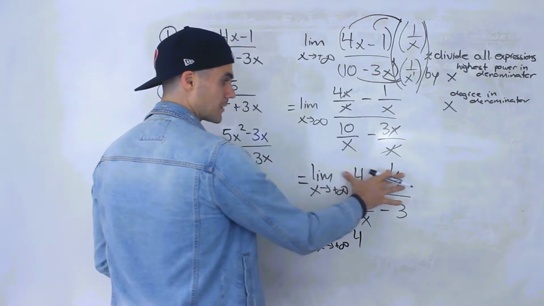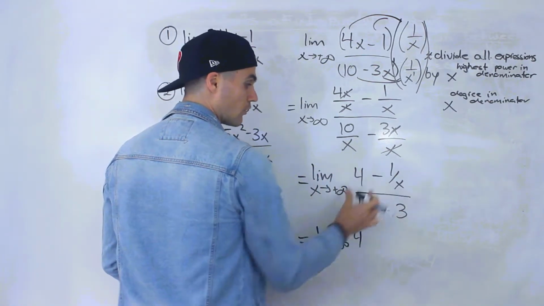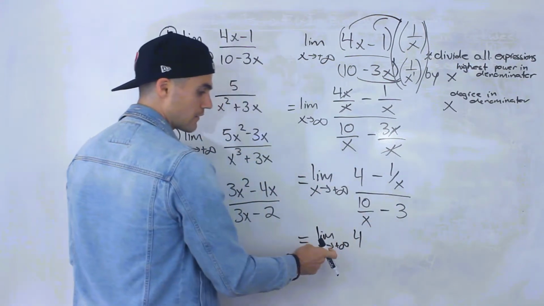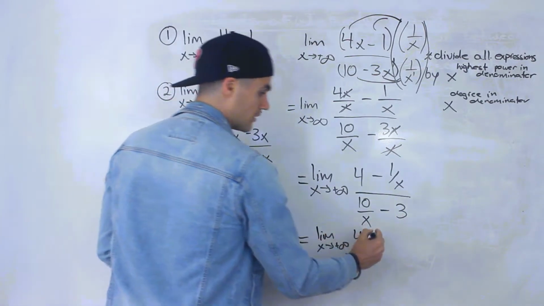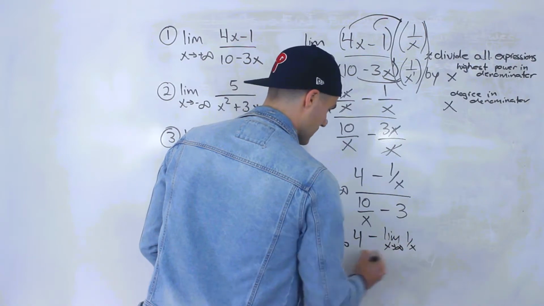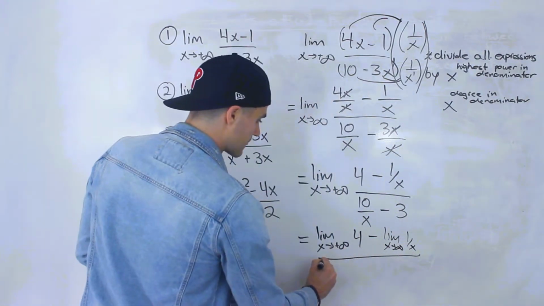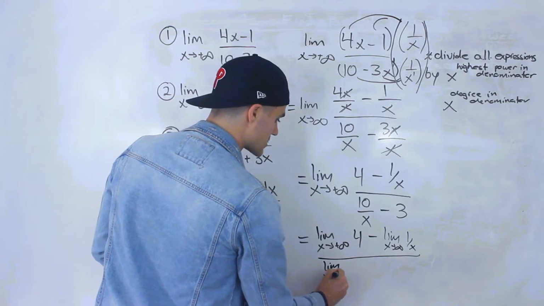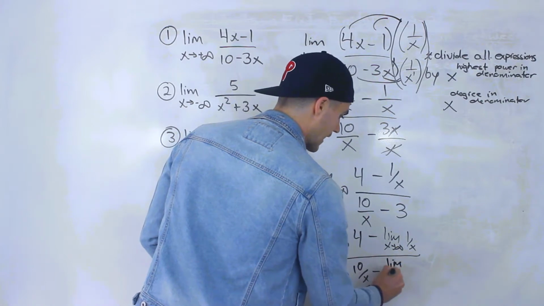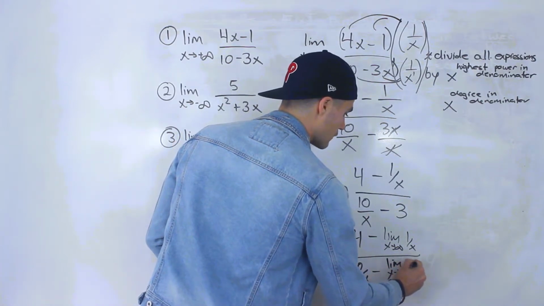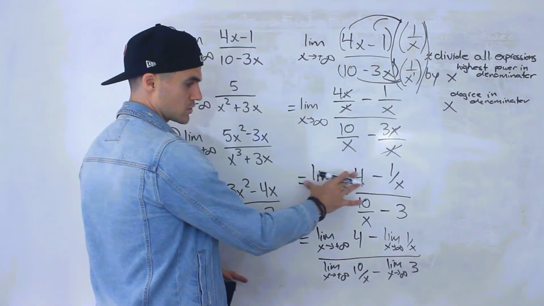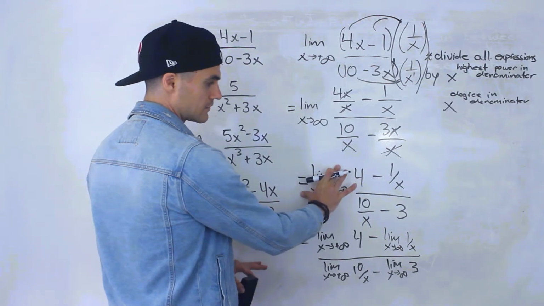So I'm taking this and I'm going to distribute it here, and then to all the expressions. So actually, you know what? I'll just take this limit and distribute it to all the expressions. So we'll have the limit as x approaches infinity of 4 minus the limit as x approaches infinity of 1 over x, all over the limit as x approaches infinity of 10 over x minus the limit as x approaches infinity of 3.